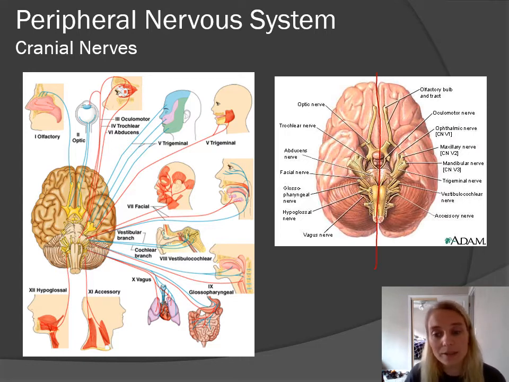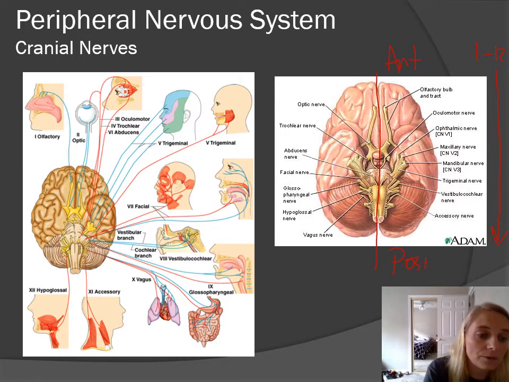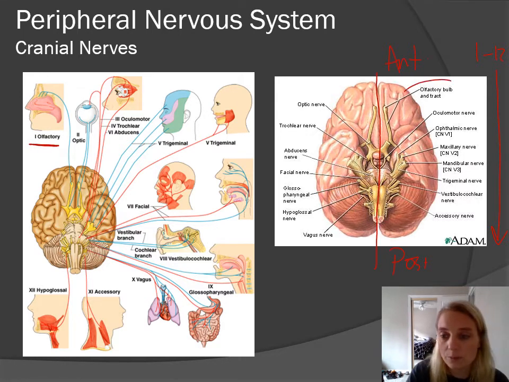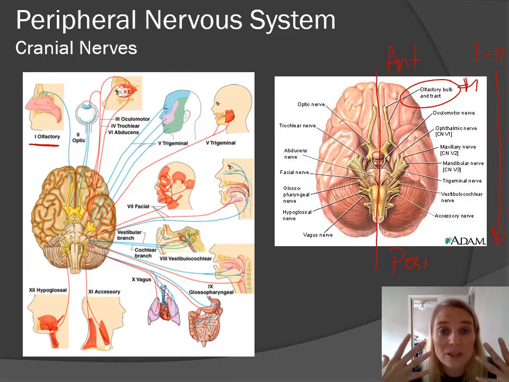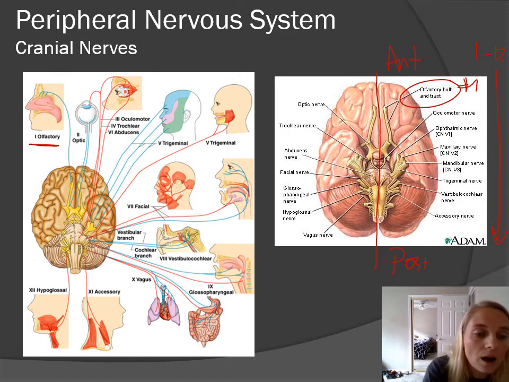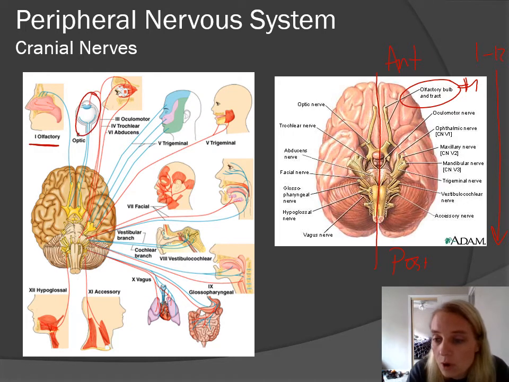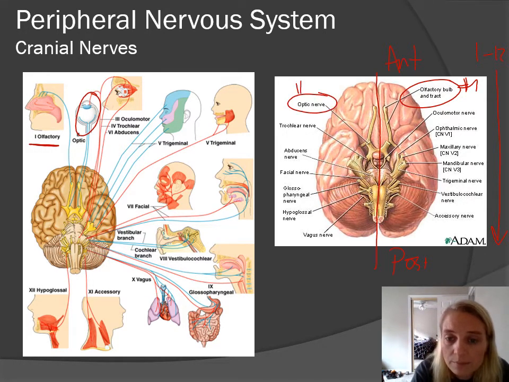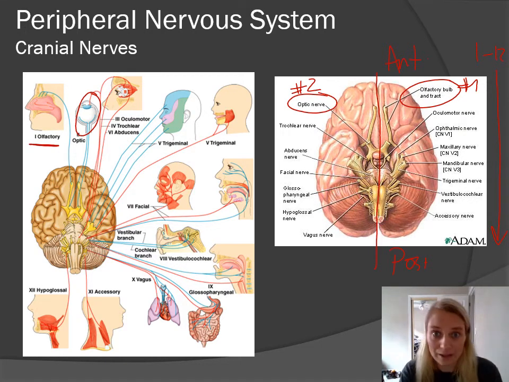What's nice about these is, if you're looking at this picture, and this is anterior here and posterior here, they go 1 through 12 in this direction. So our first cranial nerve is the olfactory nerve, number 1, which is right here. The olfactory nerve deals with bringing in your sense of smell. Makes sense. Cranial nerve number 2 is your optic nerve right here. It allows you to see. It brings all that visual information to your brain, allowing you to process visual information.